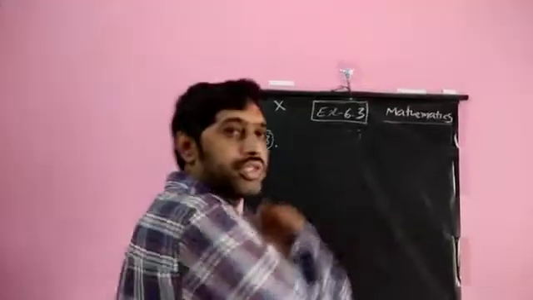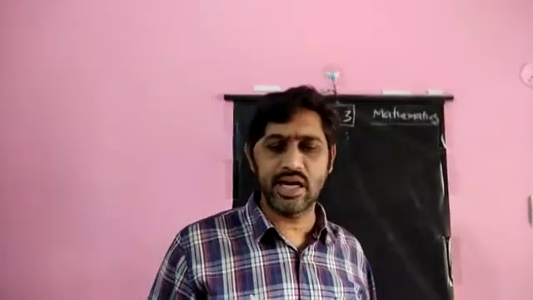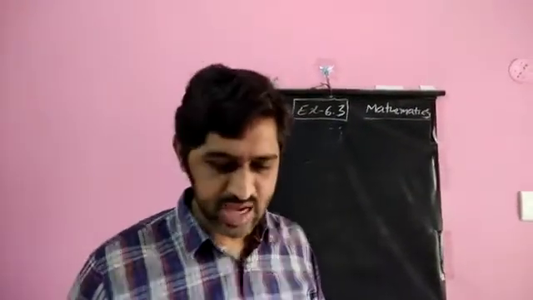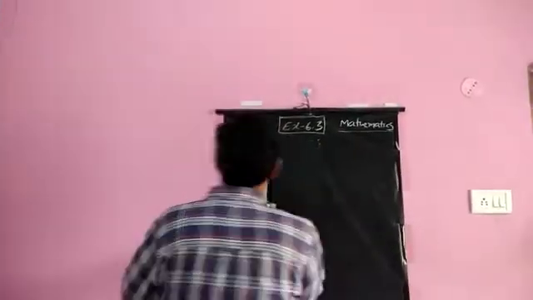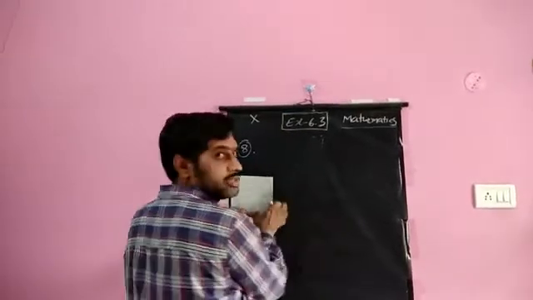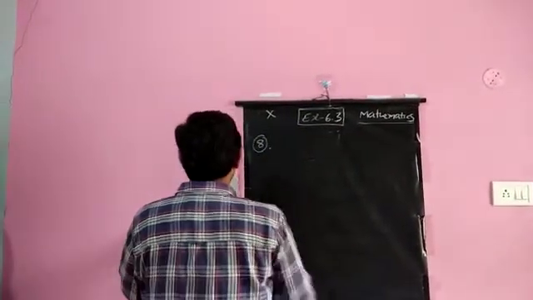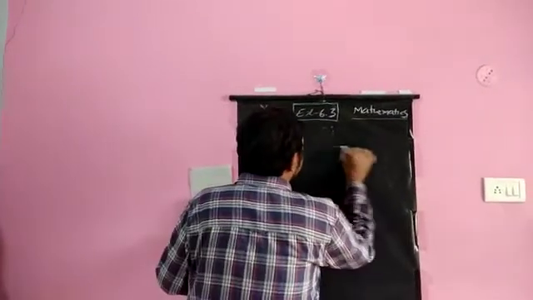Next one is question number 8. If you see the question in your textbook, E is a point on the side AD produced of a parallelogram ABCD and BE intersects CD at F. Show that triangle ABE is similar to triangle CFB. So first we need to draw the figure. The figure is not given for this question, so we need to draw it. E is a point on the side AD produced of a parallelogram. That means first we have a parallelogram here.